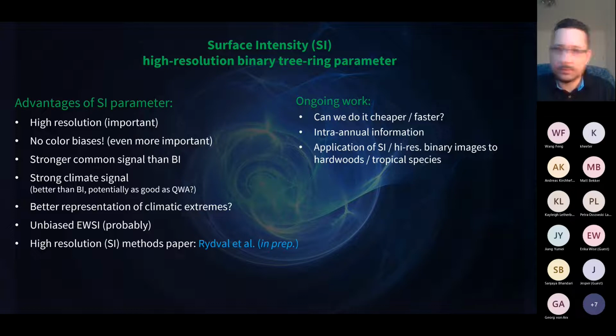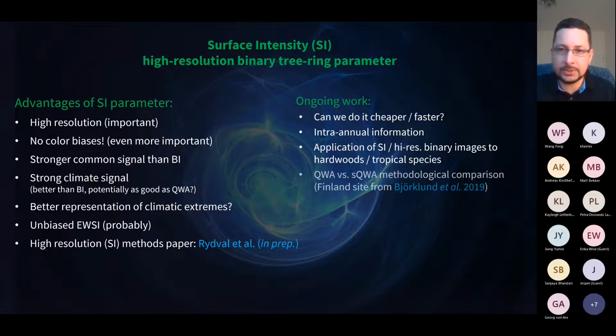And then, of course, to go beyond Europe and the temperate climates, and look at maybe tropical species or hardwoods and different environments as well. I think that's one direction that we're trying to go now as well.